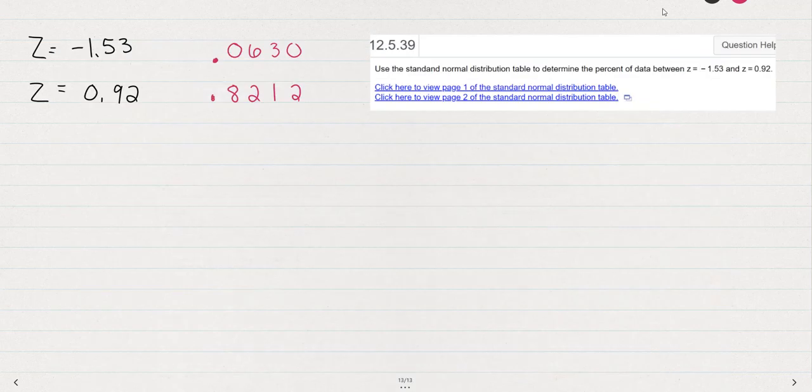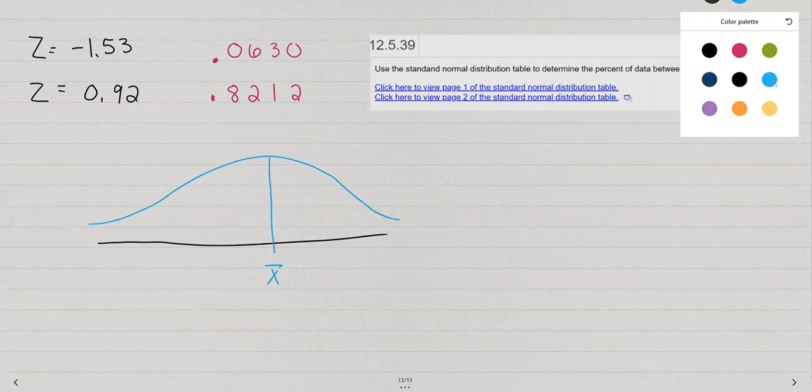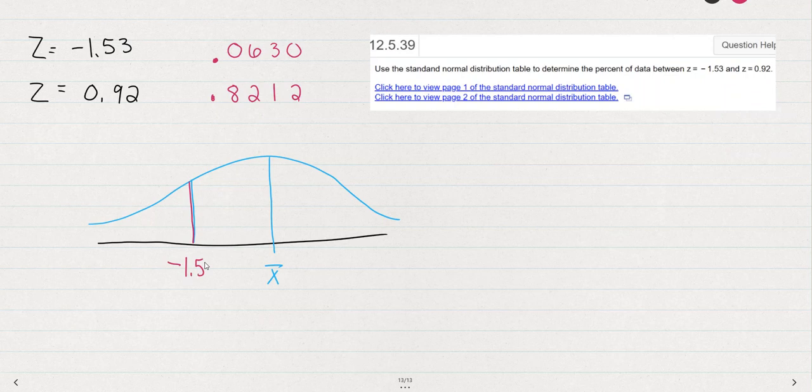If I were to draw, and I would recommend always having a sketch, if I were to sketch this, I'm going to put in my nice color-coded mean here. So this is telling me 50% of the data lies on each side, right? Now, if I were to put the z-scores that are negative, that means that we are 1.53 standard deviations to the left of this mean, right? And so it's not a very big percent. It's 6.3%. Only 6.3% is to the left there.